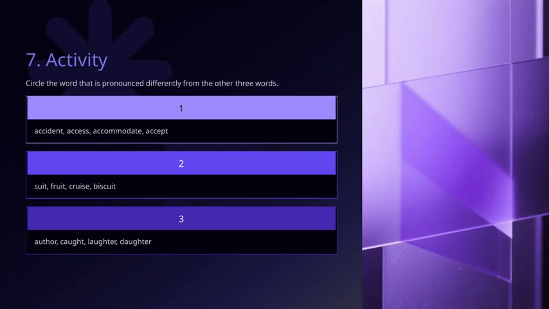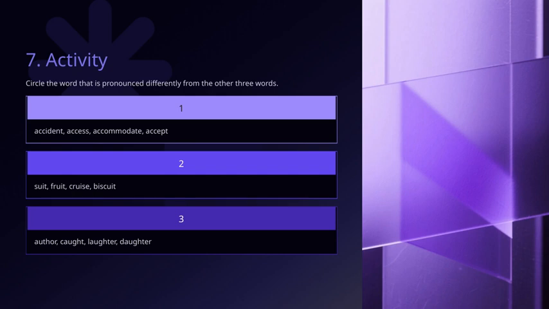All right, now let's move on to an activity that really tests your listening skills. On this slide, you'll see a list of words grouped into 3 sets. Your task is to circle the word in each set that is pronounced differently from the other 3. For example, in the first group, accident, access, accommodate, accept, you want to pay close attention to the pronunciation of each word. The goal is to identify the one that sounds different.